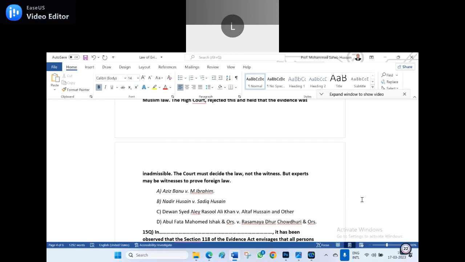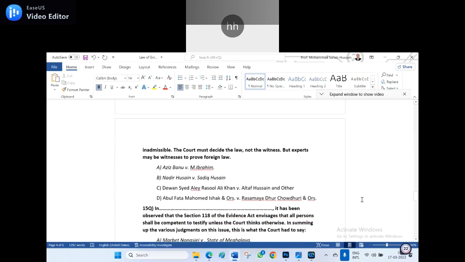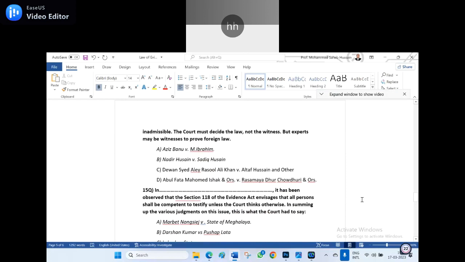Option B, Nadir Hussain versus Sadiq Hussain. Wrong. D, sir, Abdul Fatah Muhammad. Wrong. Aziz Banu versus Ibrahim. Option A, Aziz Banu versus Muhammad Ibrahim. It says it is admissible.